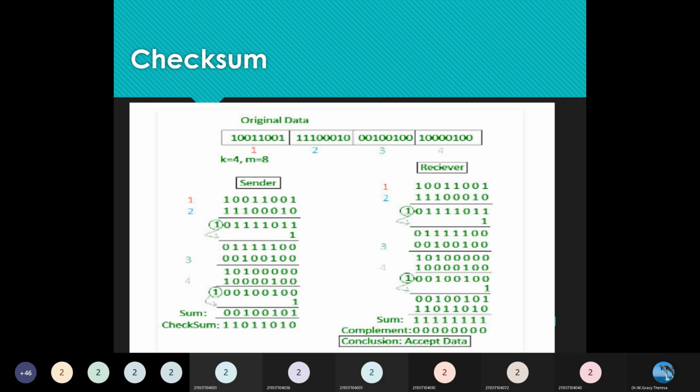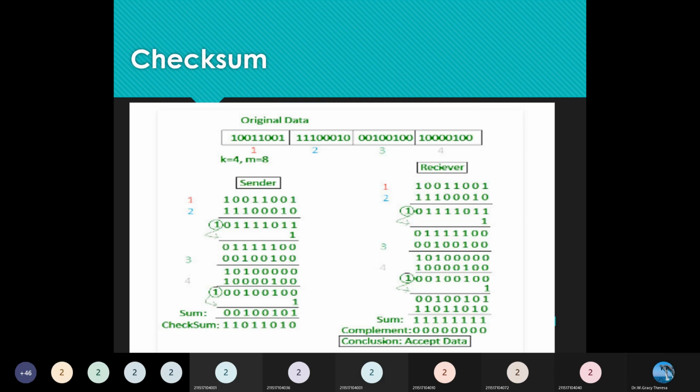The receiver again does the same one's complement arithmetic addition with all these five blocks, and finally gets a value of 1111111. When he complements it, he gets 00000000. When all the bits are zeros, he concludes that this data block is pure data with no error, and he accepts that data. Otherwise, he will reject that data. This is how the checksum is used for error detection.